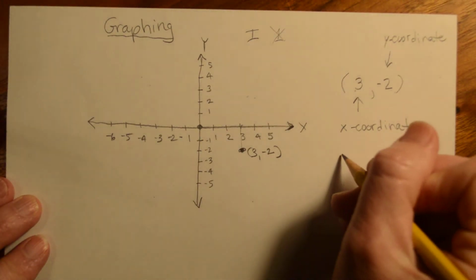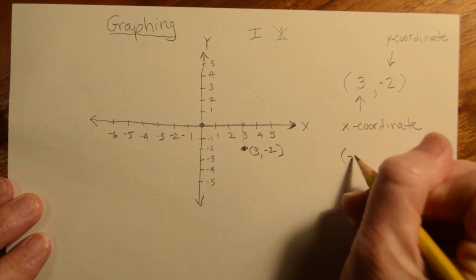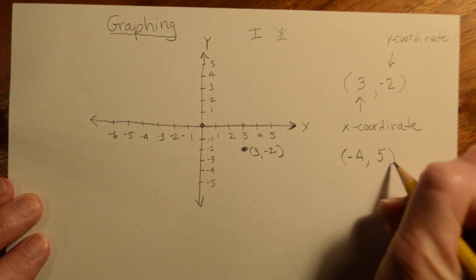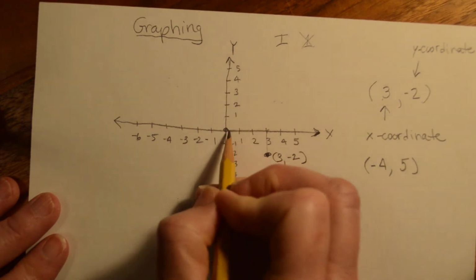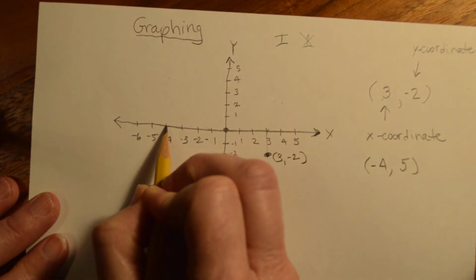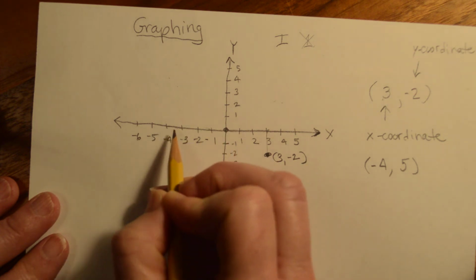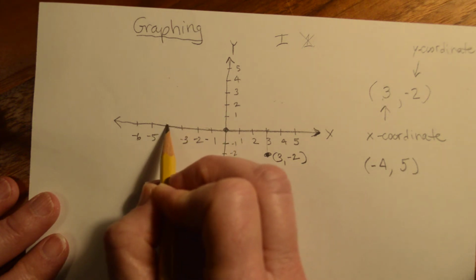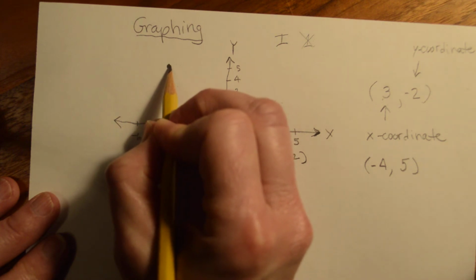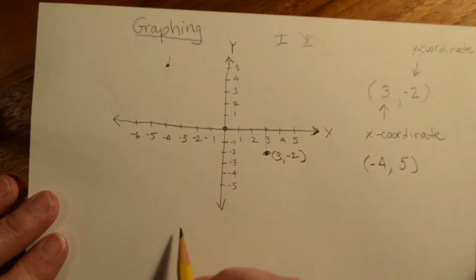All right, and then if we did, let's say -4, 5, that would say start at the origin and go to -4 on the x-axis, so we're going left this time, and then to 5 on the y-axis. Right, now if you do that as a single sweep, you go and you get to the point.